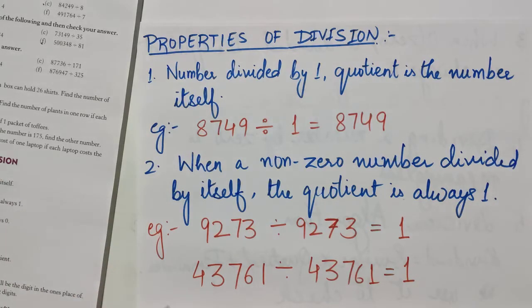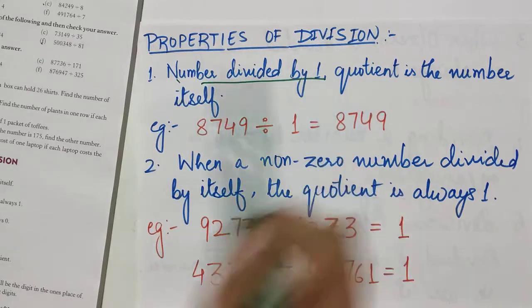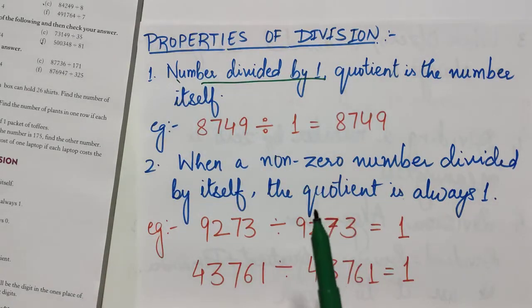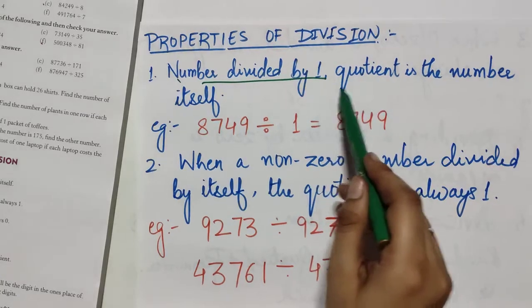Today we'll start with the next topic, that is properties of division. The first property is when a number is divided by 1. Whenever a number is divided by 1, the quotient is the number itself.